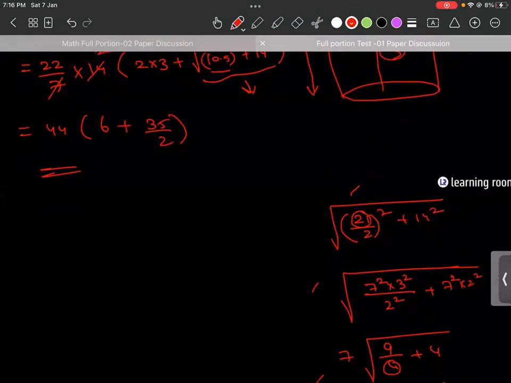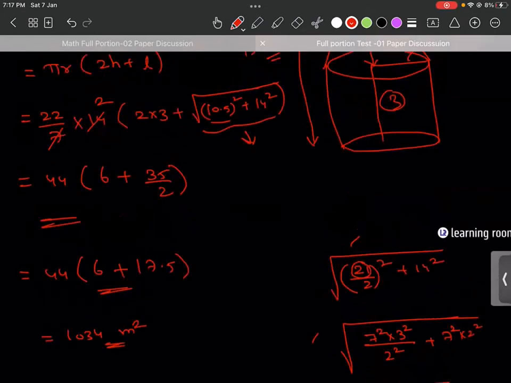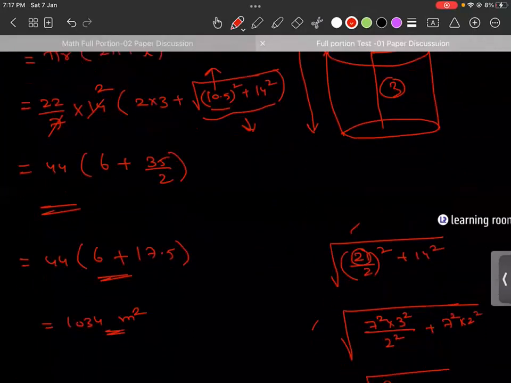Next time I'm expecting you to do it. So 44 into 6 plus 17.5. I'll multiply that, which will give you the answer as 1034 meters square. Tanishka, I hope I remember telling you to convert everything to decimals. Whenever it comes to calculation in surface areas and volumes, convert everything to decimals. Okay, sir. Sorry. So the 29th is done, right?